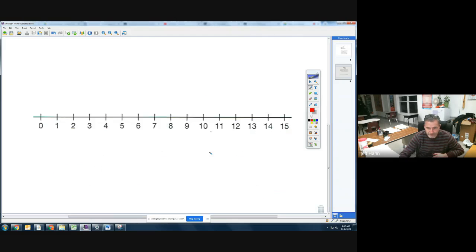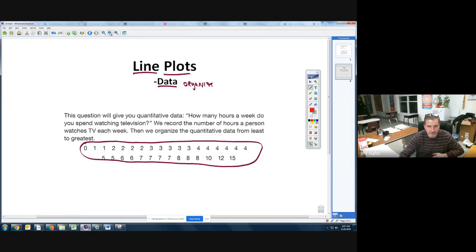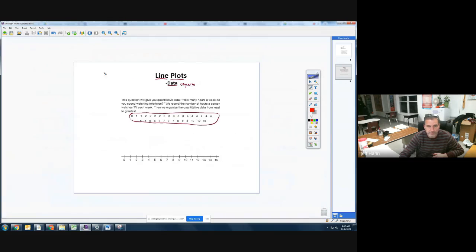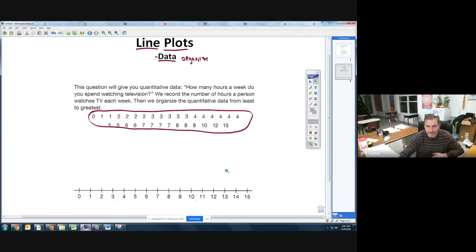A line plot, if you look down here, I'm going to have to make this a little smaller so I can see both things here. All right, when we talk about line plots, here is what they look like. It's a way to organize. And again, the question was, how many hours a week do you spend watching TV?